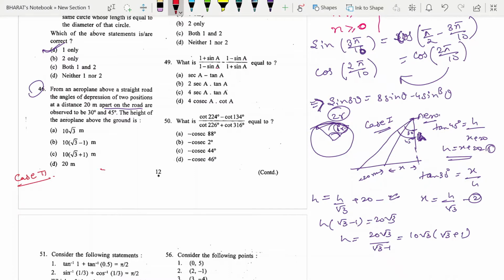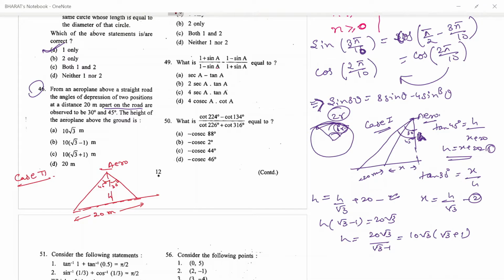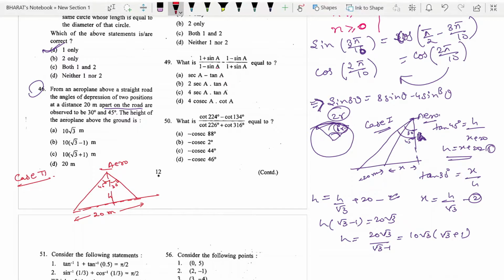Case number 2 is saying that there is an aeroplane and both the positions are on the same side. So both the positions are on the upper side, and this is 45 degree and this is 30 degree, and the distance between these two is 20 meter. We have to find the height of the aeroplane. Let this distance be x, and this will be equal to 20 minus x.